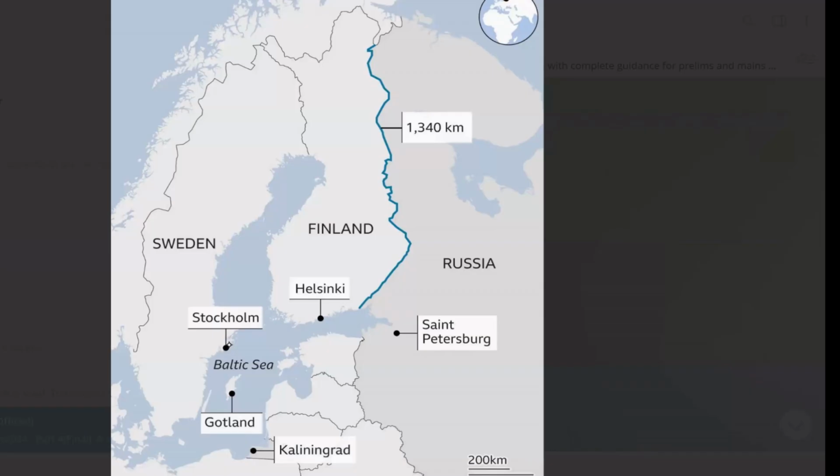The third topic that we are going to see is NATO and the countries which have now become part of NATO. This is a very important thing because there is a war between Russia and Ukraine which is going on, and Finland and Sweden have become NATO countries.